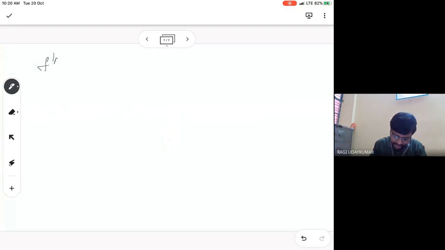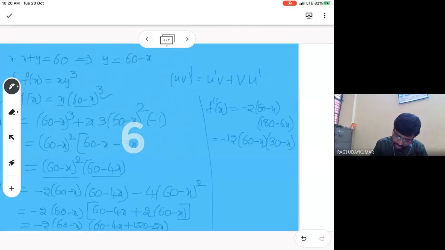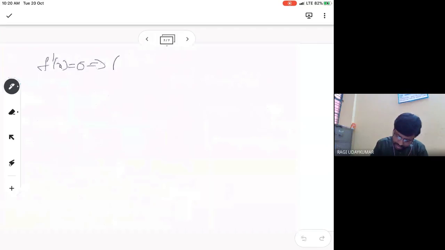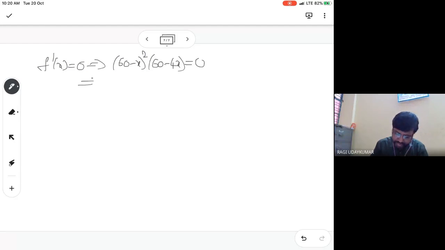f dash of x is equal to 0. So what is f dash of x here? (60 minus x) whole square, (60 minus x) whole square, into (60 minus 4x). This is equal to 0. So this implies x is equal to 60, 15 you are given. So at these places you need to find out the f double dash of x value.